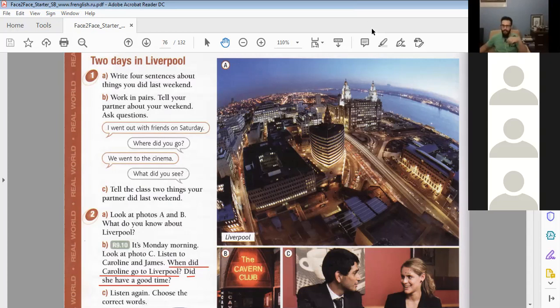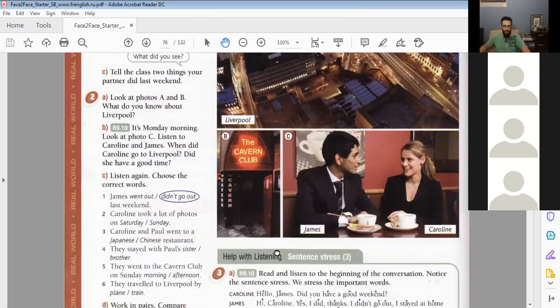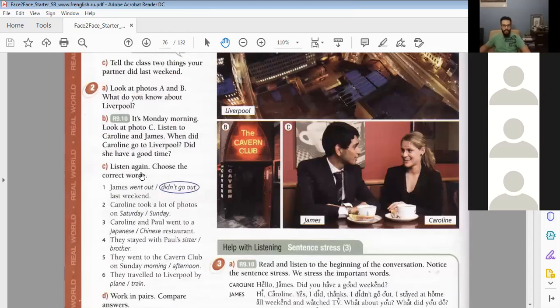We're going to listen again in part C, but here we also want to choose the correct words. In part C, it says, listen again, choose the correct words. So number 1, it says, James went out last weekend or didn't go out. The correct answer, of course, is James didn't go out last weekend. Number 2, Caroline took a lot of photos on Saturday or Sunday. Saturday. On Saturday. Okay, خلينا ناخذ إجاباتكم. On Saturday.